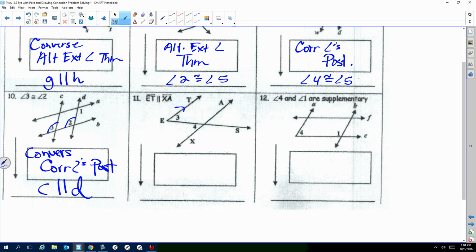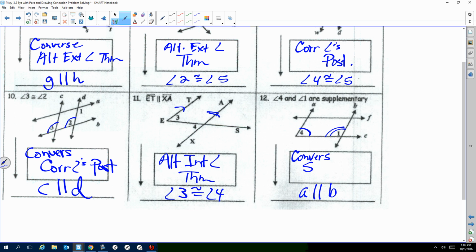Now I'm telling you that they're congruent. The lines ET are congruent to XY. So the conclusion I can make is 3 is congruent to 4 using the alternate interior angle theorem. When lines are parallel, the alternate interior angles are congruent. And then if I tell you 1 and 4 are supplementary, then we should be stating that A is parallel to B using the converse of the same side interior theorem. Same side interior angles are supplementary. Do you have any questions on that?